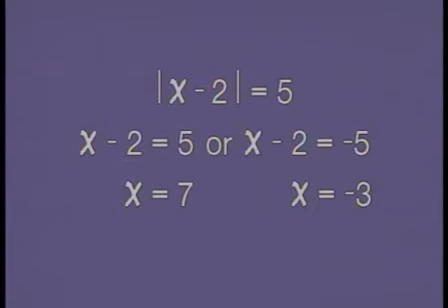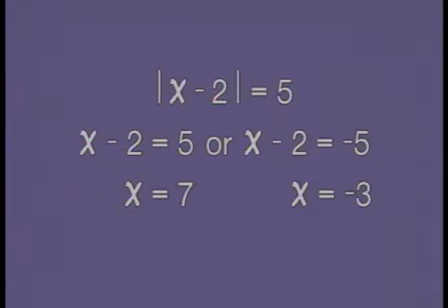Those two equations, just as we solve regular linear equations, and we get two answers. x equals 7, x equals -3. What should we do with those two answers? We should check them by replacing the x with first 7.